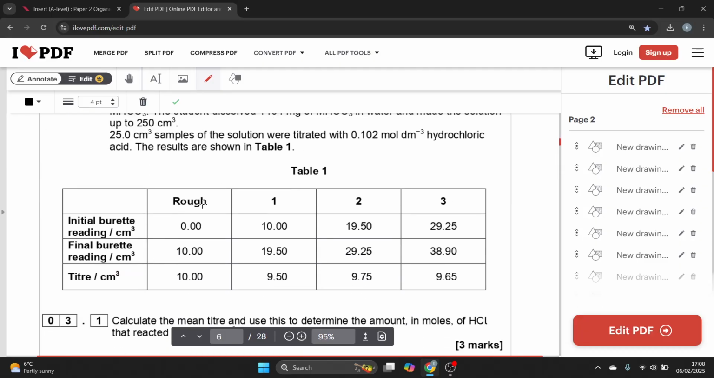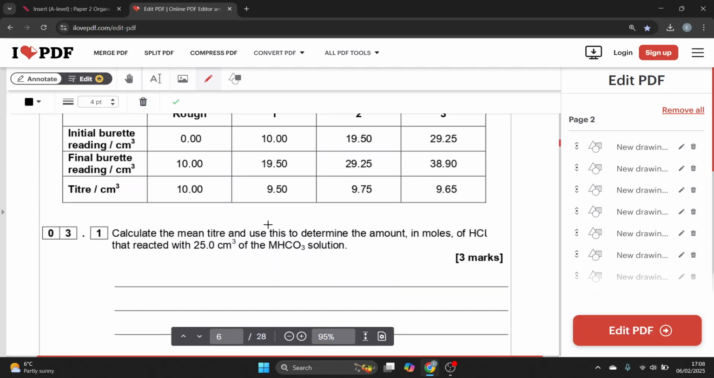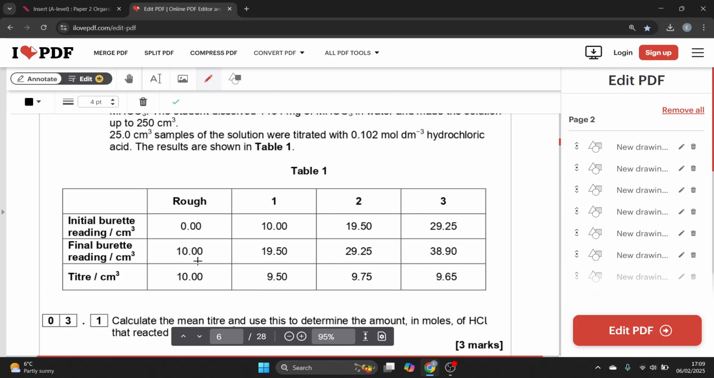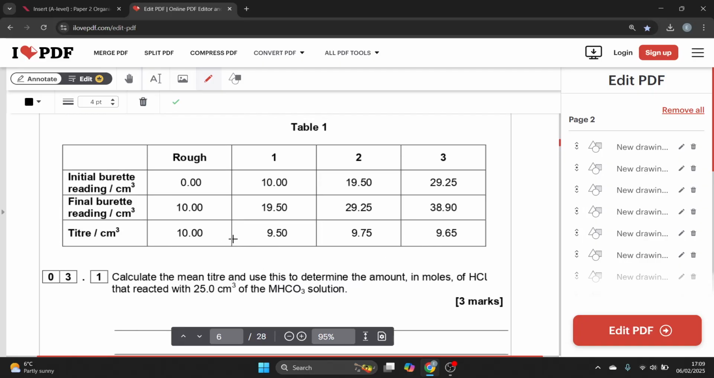Question 3. Calculate the mean titre and use it to determine the amount in moles of hydrochloric acid reacting with 25 centimetres cubed of this solution. Now, the mean titre: I'm not going to add them all up and divide by 3. Classic mistake. What I'm going to do is look for the ones that are concordant, within 0.1 centimetres cubed of each other.